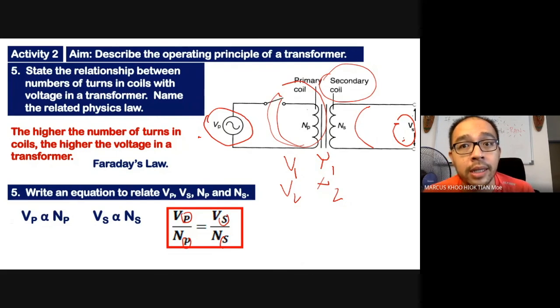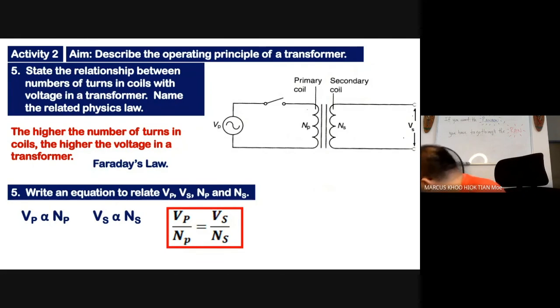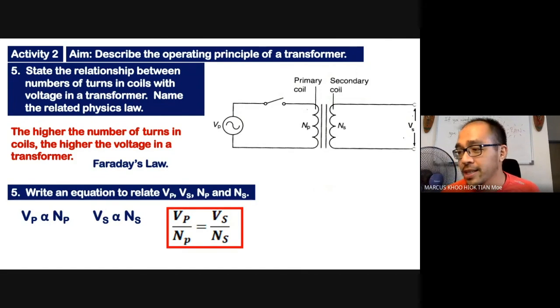Do you remember, in the previous lesson, in the previous chapter, I asked you to look at your power ratings. So all of you have different electrical appliances with different power ratings. For example, let's say my fan, I can't remember, I think the power rating is about 240 volts and 60 watts. So this is the power rating.